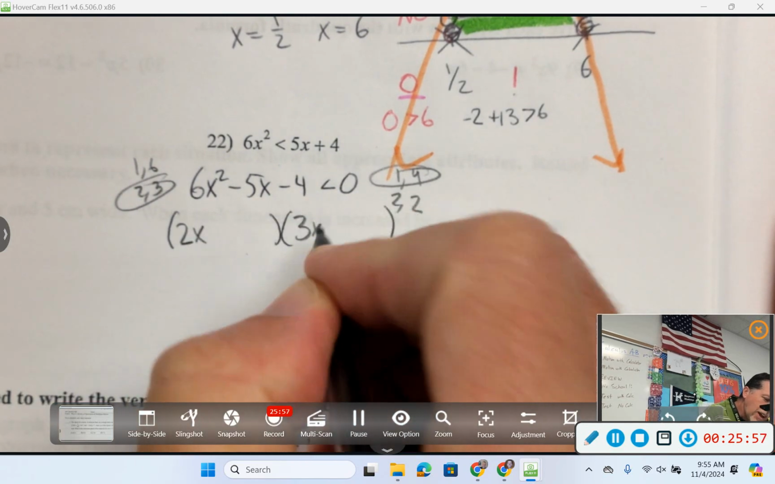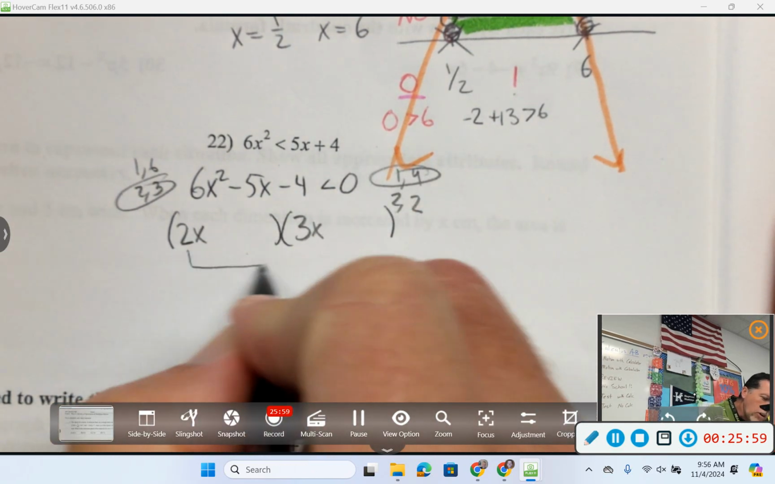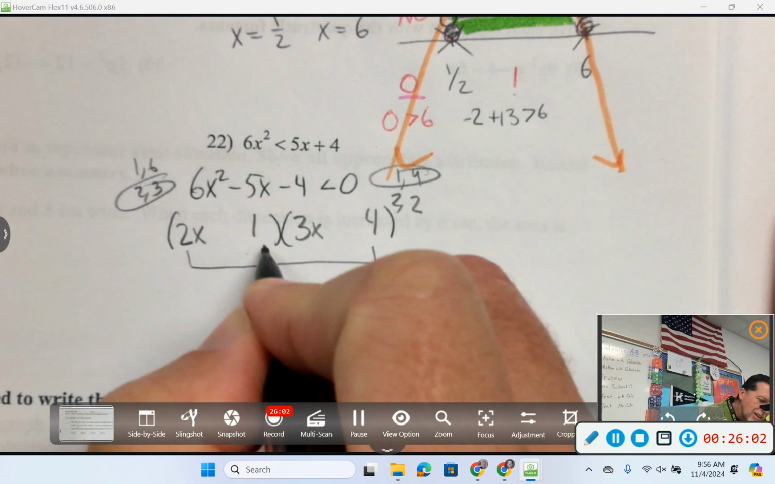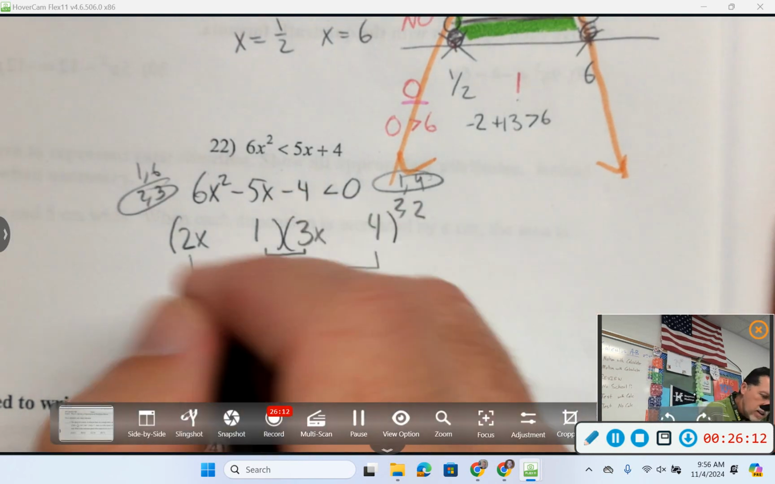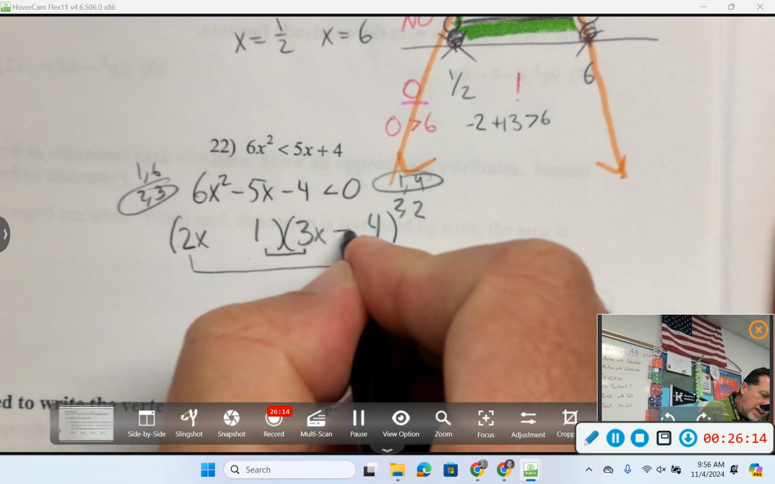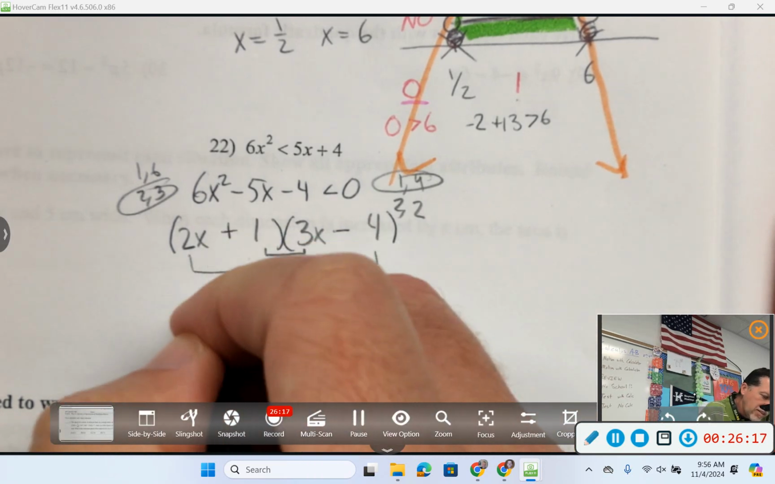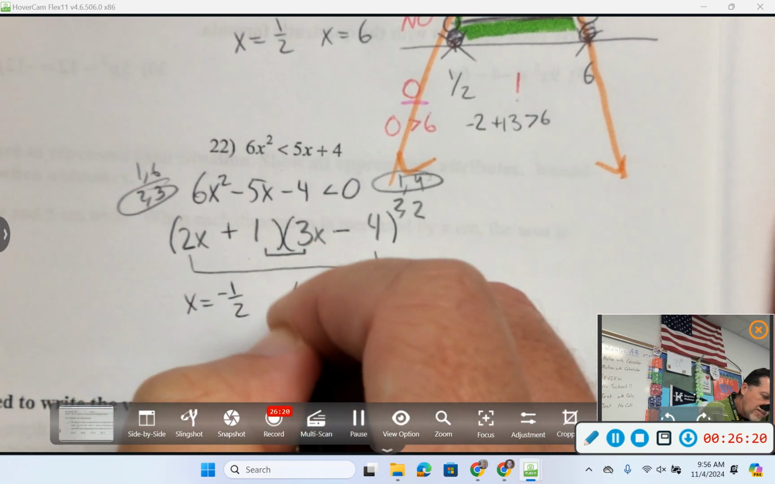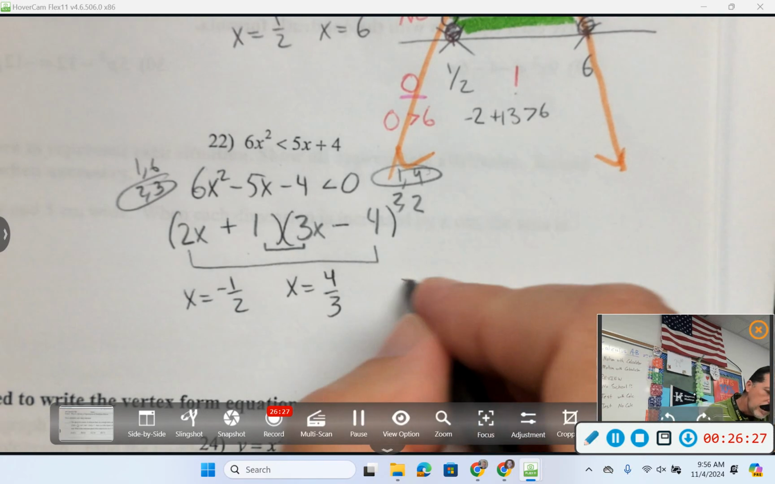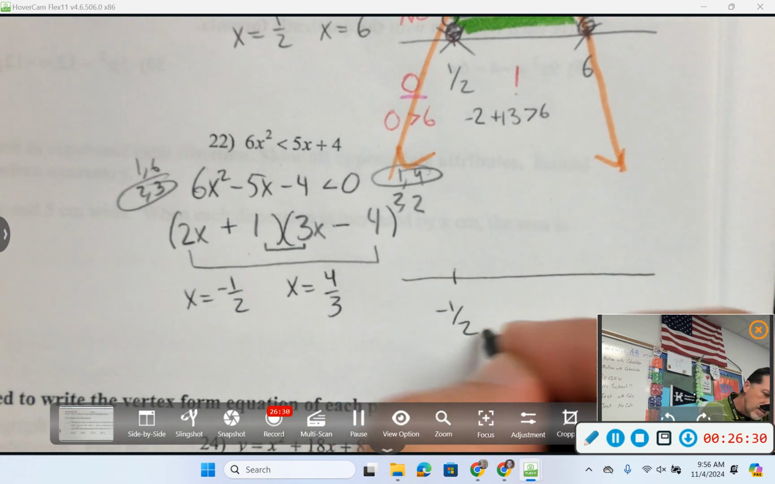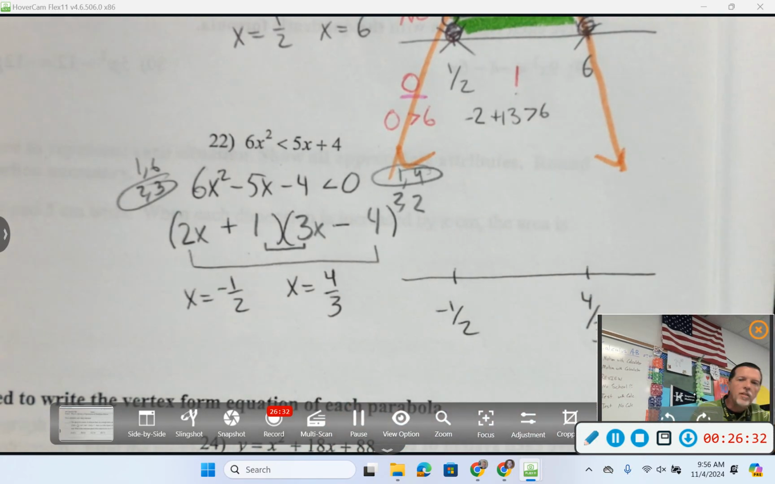So 2x and 3x. Put the 4 across from the 2. That gets me to 8. 1 across from the 3. Life's hard. Even harder when you don't know how to factor. I want the 8 to be negative and the 3 to be positive. So negative 1/2 and positive 4/3. So negative 1/2, 4/3.